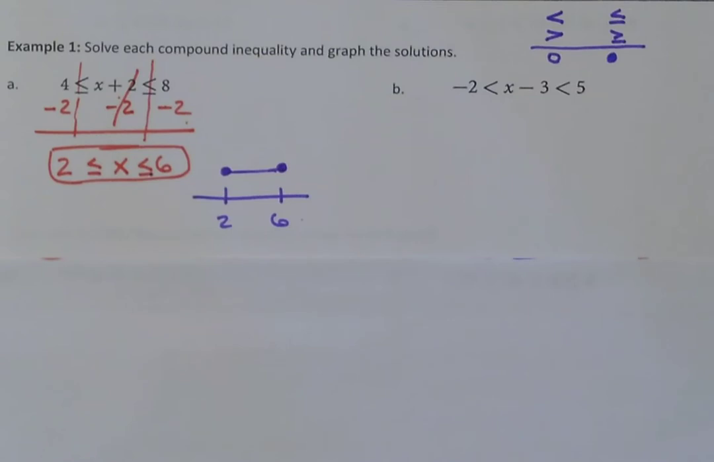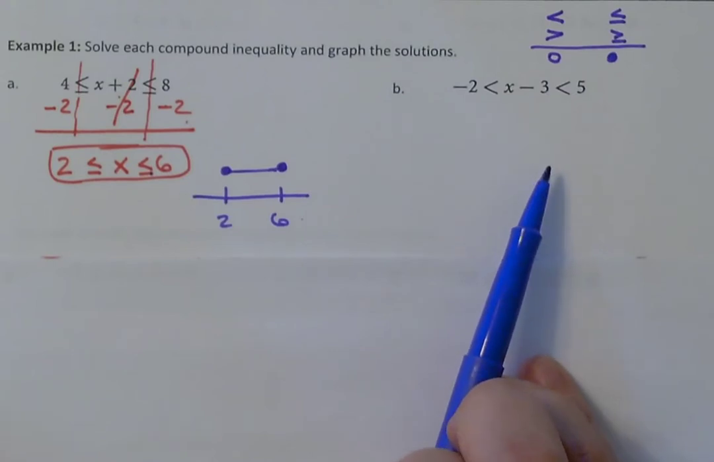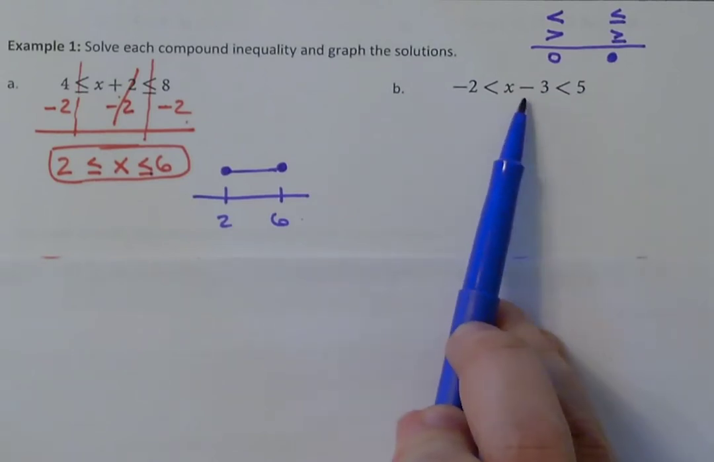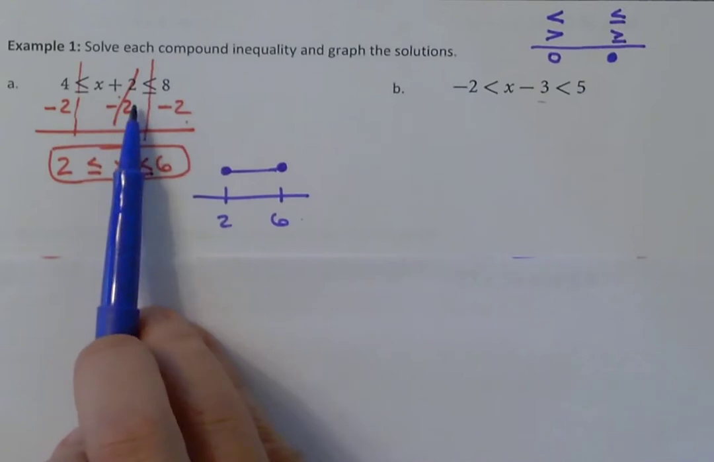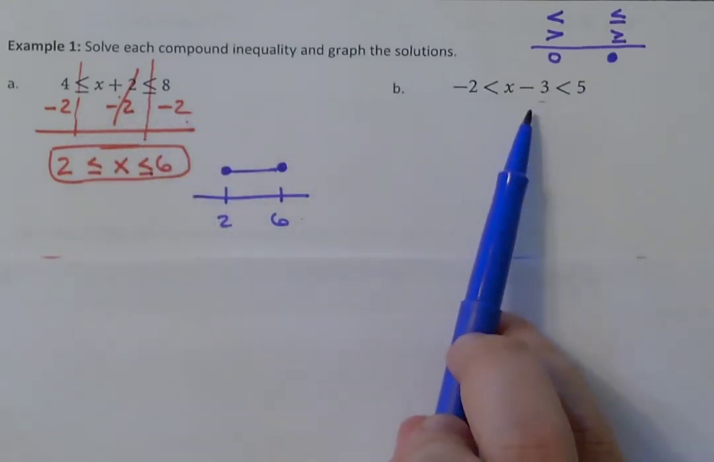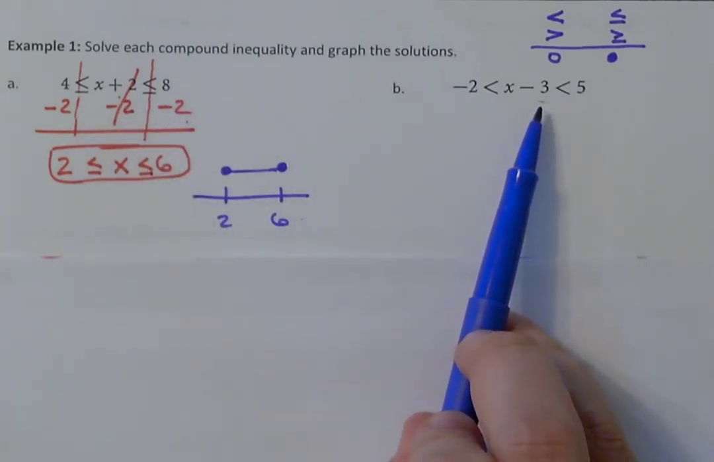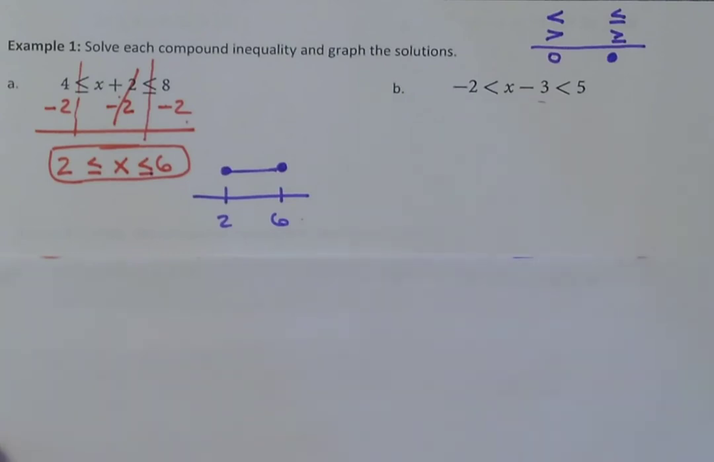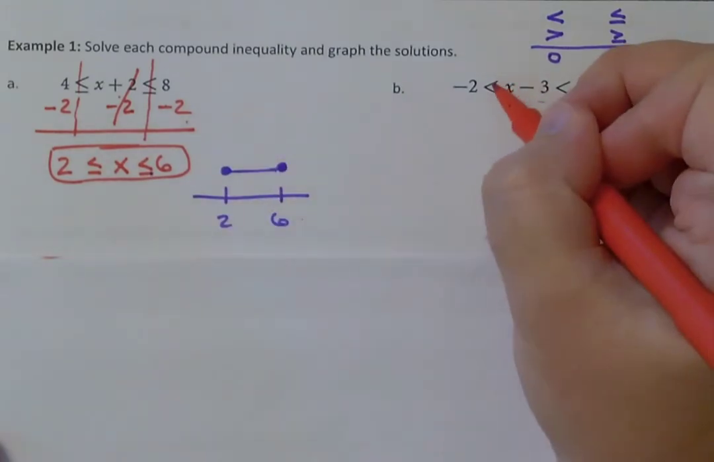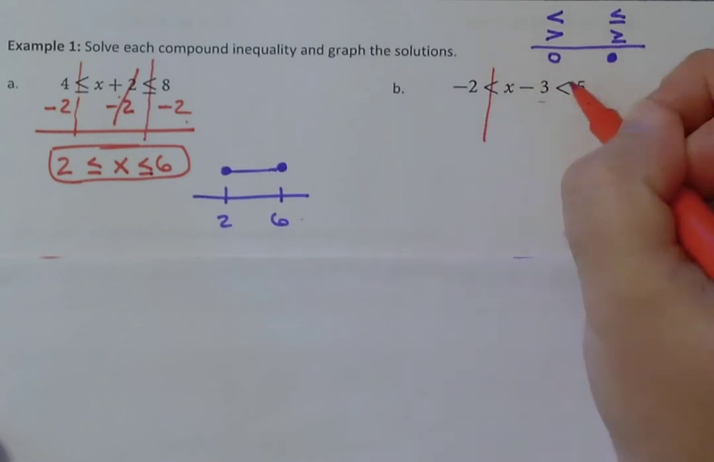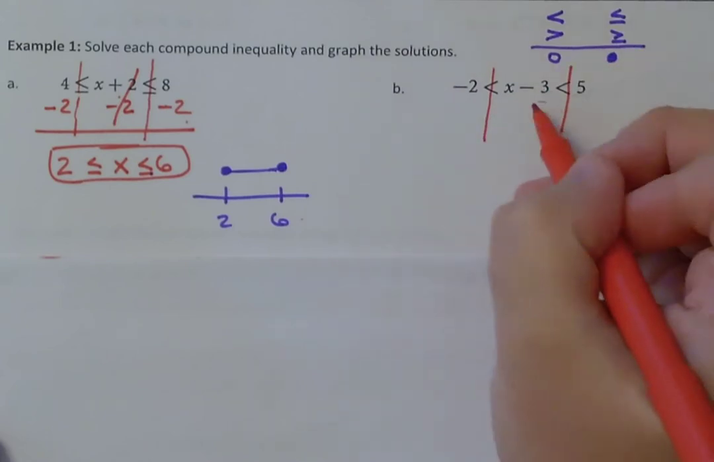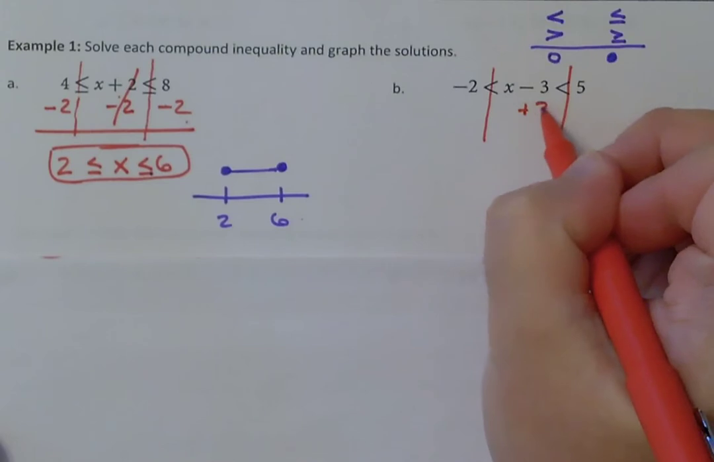All right, so that is how we go through and solve compound inequalities that are and statements, where we just either add or subtract. For part B, we'd follow the same format. It's just the fact that we're subtracting 3 instead of adding 2. So the opposite in this case would be adding 3 to all three sides, sorry. So if I draw my lines, because it's minus 3, we have to do plus 3.